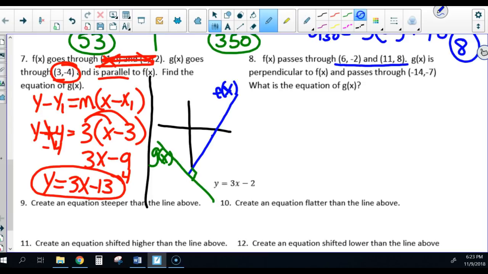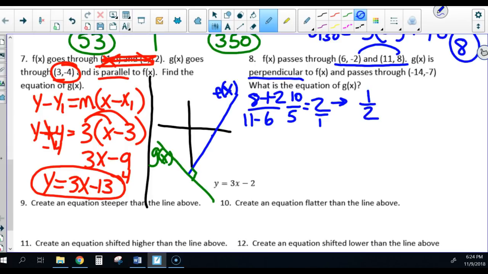Once I know its slope, which is 8 minus 2 over 11 minus 6. Oh, whoa. 8 minus -2 over 11 minus 6. That's 10 over 5, which is 2. My line is perpendicular. Perpendicular means opposite reciprocal slopes. So change 2 over 1 to 1 over 2 and make a negative. That's my m.